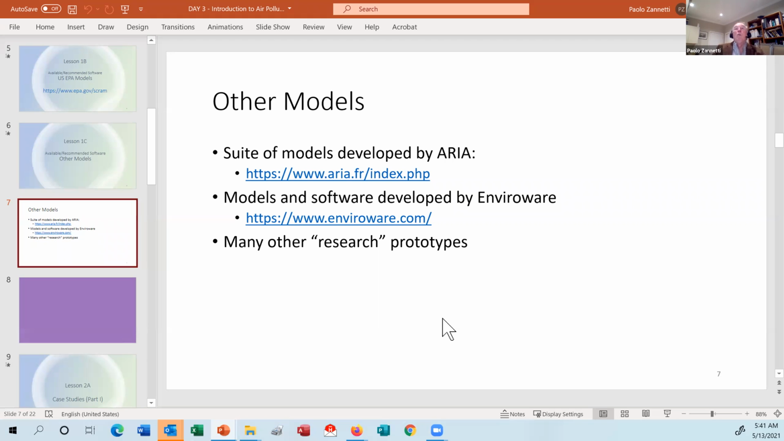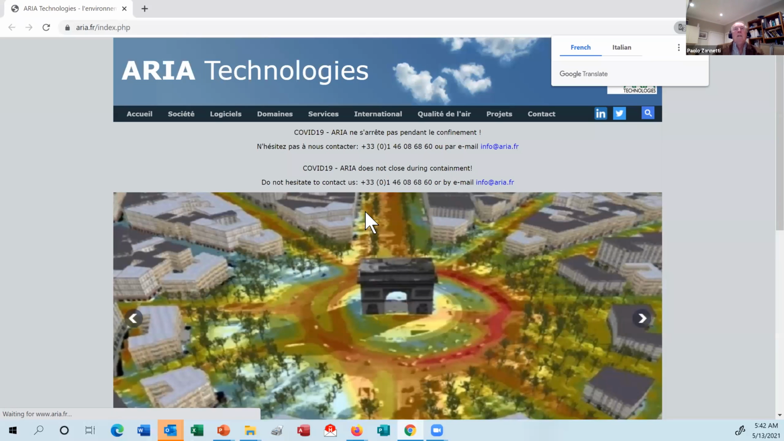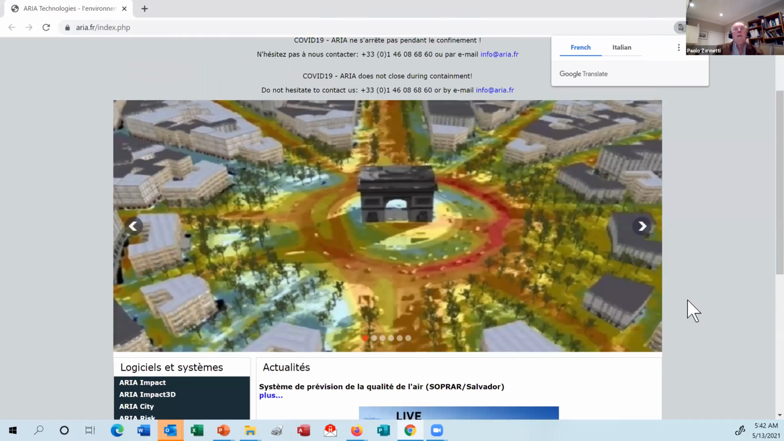By the way, just a few days ago, the EPA announced a new version of AERMOD, which has fixed a few little bugs. So we continue to find little problems even in models like AERMOD, which have been used by hundreds of people all over the world. So other models may be useful to you. So you need to be aware, but the safe choice is always to start, at least to start with EPA models. There is this company, ARIA, which is a French company, but has offices in Italy, in Brazil, and it has quite a good reputation, especially in Europe.